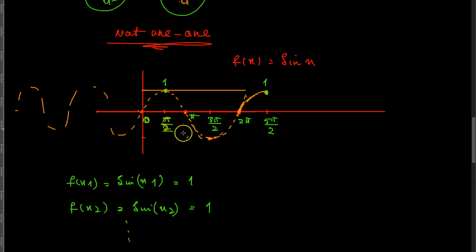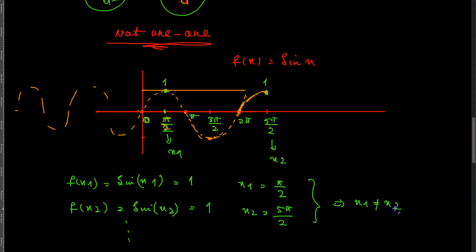Now, as you can see here, if I take this as x1 and this as x2, you can see that x1 is equal to pi by 2, and x2 is equal to 5 pi by 2. Which means that basically x1 is not equal to x2. So here I'm saying that f of x1 is equal to f of x2, where x1 is not equal to x2, meaning that f is not 1-1. F is not 1-1.